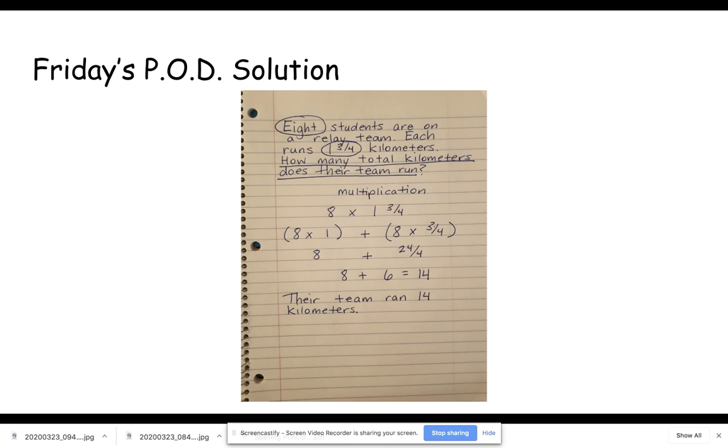So the way I did that is I multiplied 8 times 1 plus 8 times 3/4. 8 plus 24/4. 24/4 is an improper fraction. So remember that what we need to do is divide the numerator, the top number, by the denominator. So 24 divided by 4 is 6. So then you can see 8 plus 6 equals 14. And it's a word problem, so I wrote my answer in a complete sentence. Their team ran 14 kilometers.